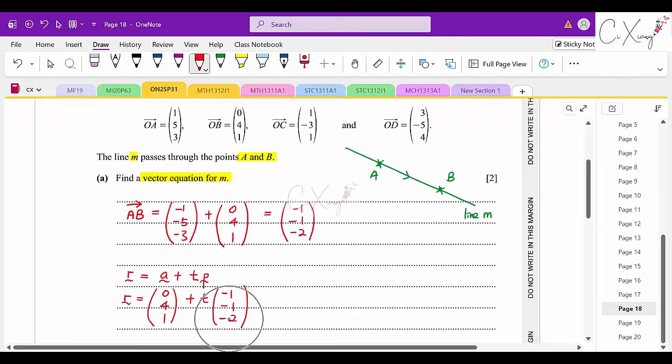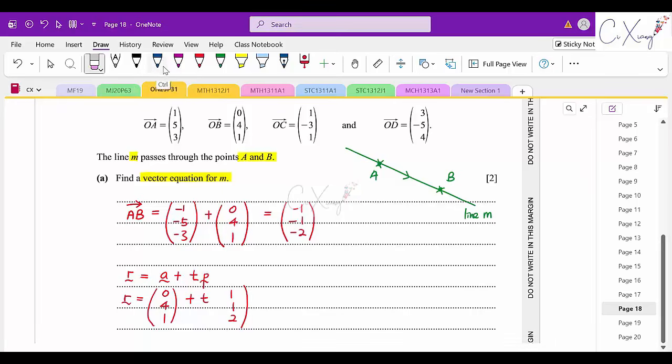But all three are negative here, right? I can factorize out the negative and put it together with the t. t multiplied with -1 is still a constant, so still a t. So usually what I do is I will not write out the negative. I assume that I have factorized out the negative, then I put it together with the t. Therefore, I'm having a 1, 1, 2 here.